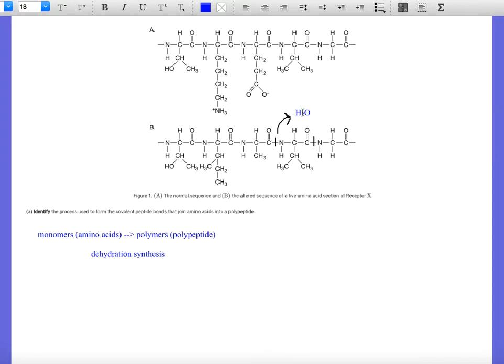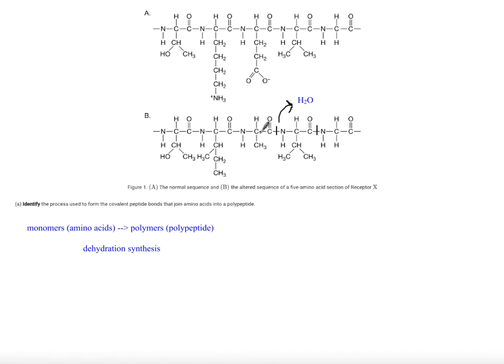The reverse is hydrolysis, where you take H2O and put it in. One hydrogen would end up here, and one OH would end up here, attached to the carboxyl end of the amino acid. And one of those is going to happen at every amino acid in the polypeptide.